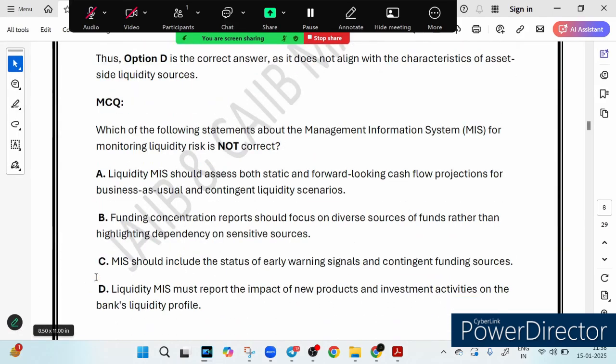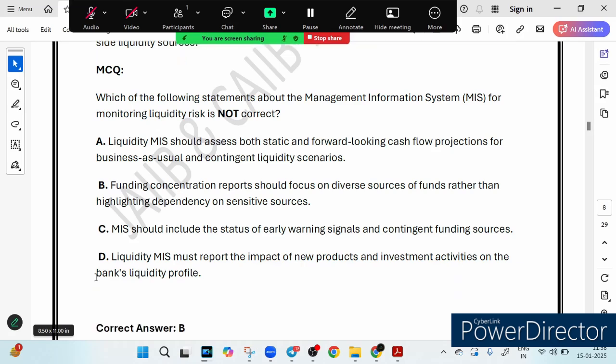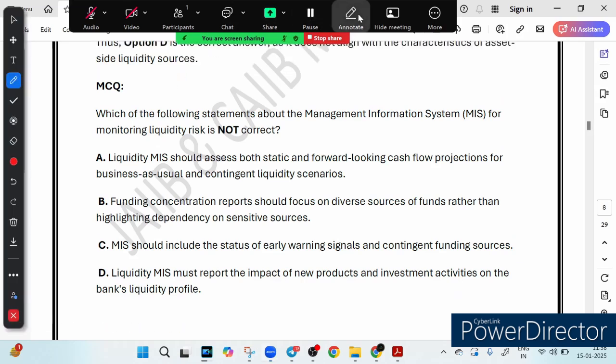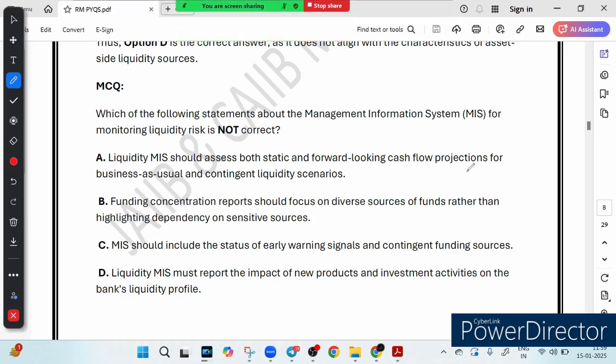The next question is: which of the following statements about MIS for monitoring liquidity risk is not correct? MIS is nothing but management information system. Option A says the liquidity MIS should assess both a static and forward looking cash flow projection for both business as usual and contingent liquidity scenarios. Option B says funding concentration report should focus on diverse sources of funds rather than highlighting dependency on sensitive sources. Option C says MIS should include the status of early warning signals and contingent funding sources. Option D says liquidity MIS must report the impact of new products and investment activity on the bank liquidity profile. So what is the correct answer? The correct answer is option B.